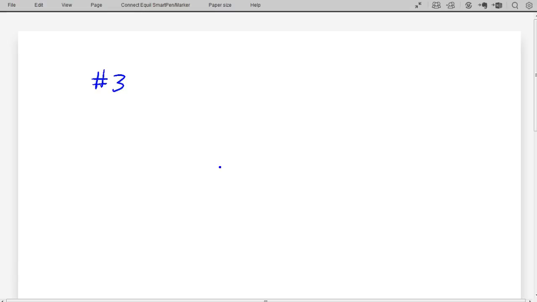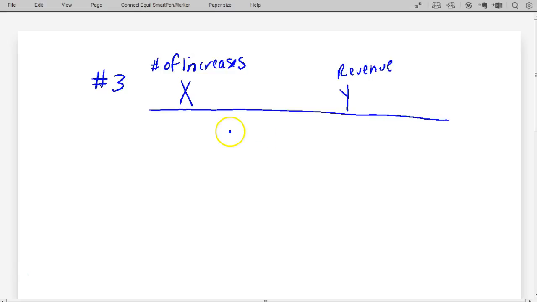what's happening here. So our x stands for the number of increases. And our y is the revenue, how much money they're making, or how much money they're bringing in, right? The profit would be how much money they're making, but we're just talking about revenue here.